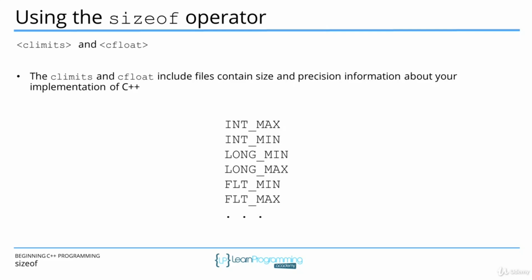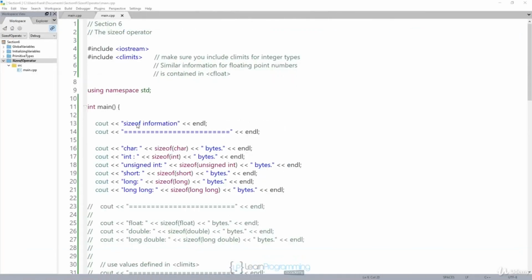Let's head over to the CodeLite IDE, and we'll see what some of these values are on my machine. I'm in the CodeLite IDE, and I've written some code that uses the sizeof operator. Let me walk you through it. First thing we'll see is that we're including iostream, and we're also including climits. Everything I'm using here will use climits. You can get the same information in cfloat, and I'll leave that as an exercise for you if you like.